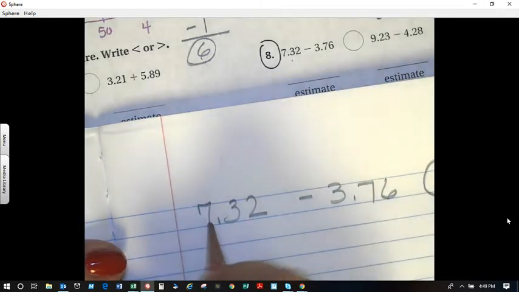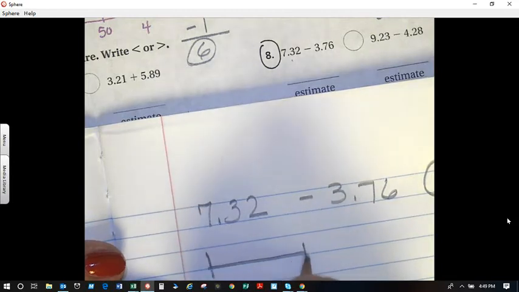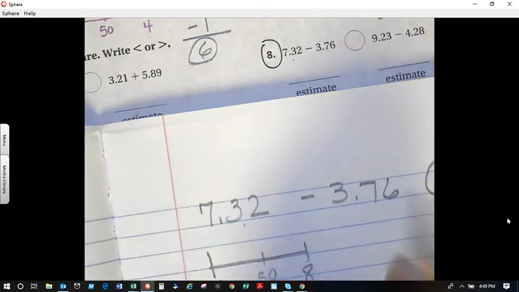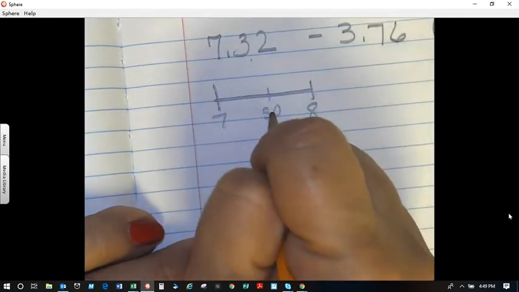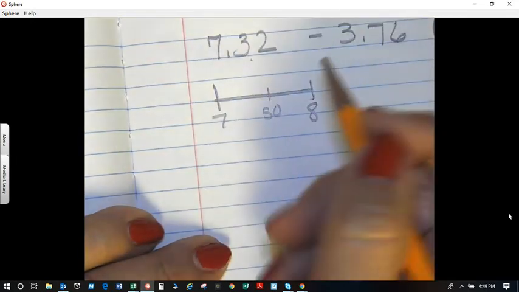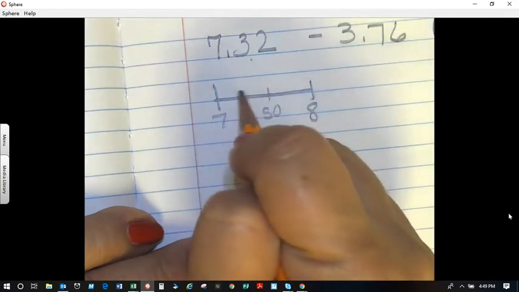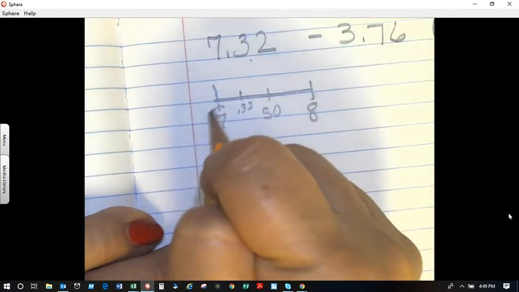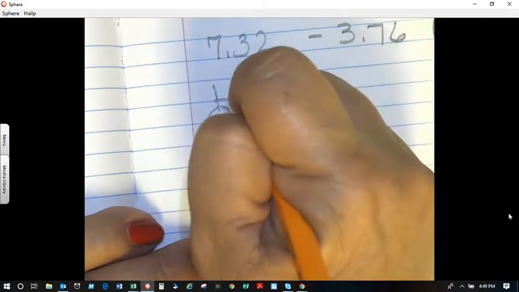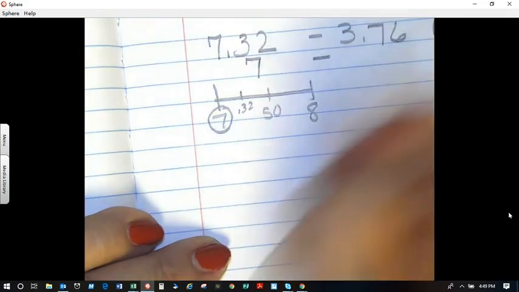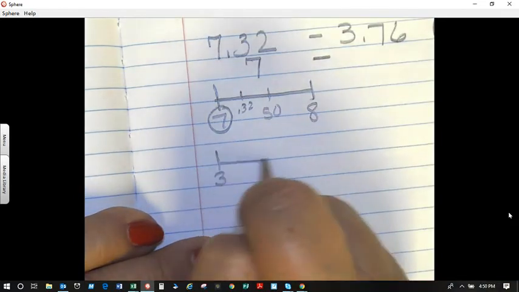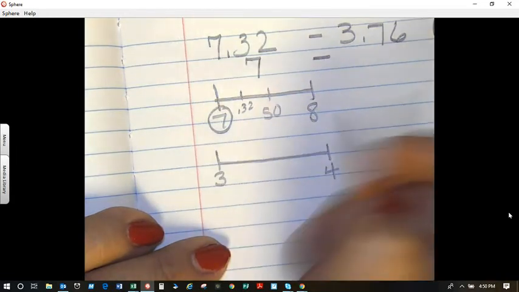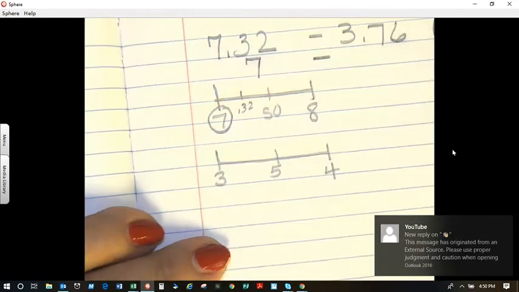So with this one right here, I have 7, 8, 50 in the middle. My 32 hundredths, let me move this up here. I did my number line. 32 hundredths, less than or greater than 50 hundredths? Less than, right? So it'll be right here. So it's closest to 7. So this will be a 7. Minus, okay, so I'm going to bring that here. Is it going to be 3 or 4? Because I'm rounding it to the nearest whole number. My 50 hundredths is, yeah.